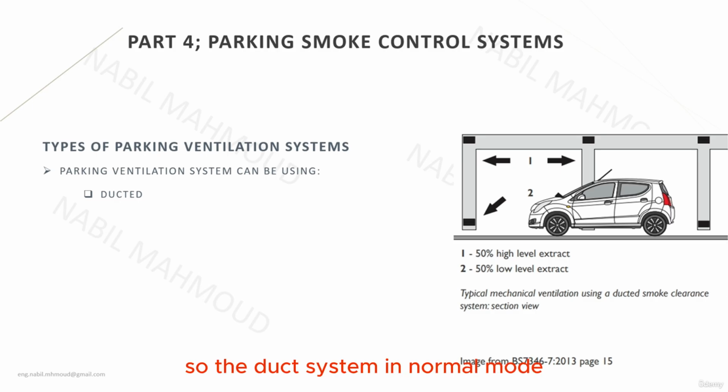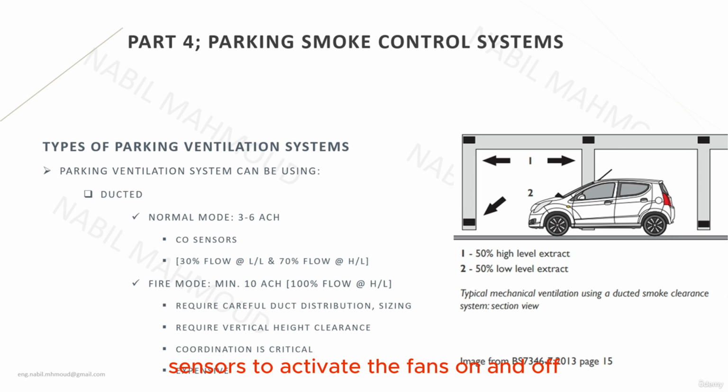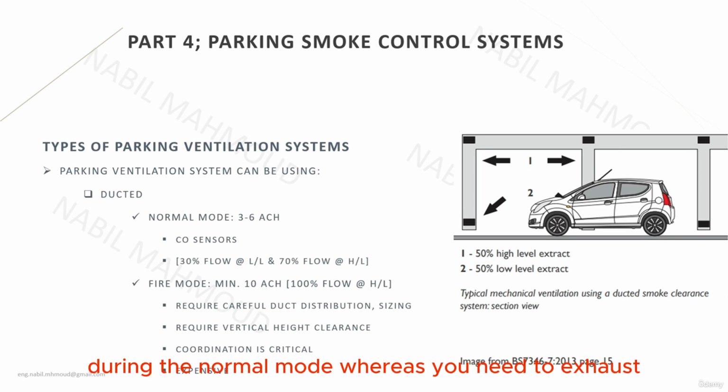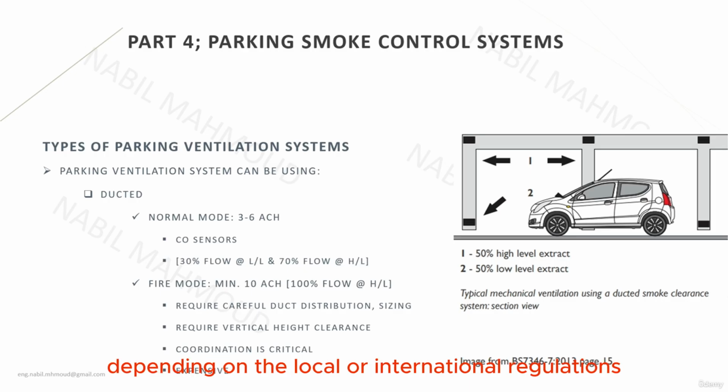So, the ducted system in normal mode operation is usually sized based on the need to achieve 3 to 6 air changes per hour. The activation is done using CO sensors to turn the fans on and off during the normal mode. You need to exhaust from 30% up to 50% from the low level, and from 50% up to 70% at high level, depending on the local or international regulations that you are following.